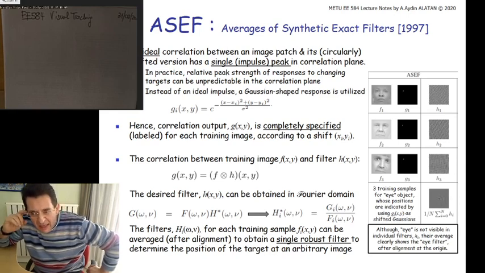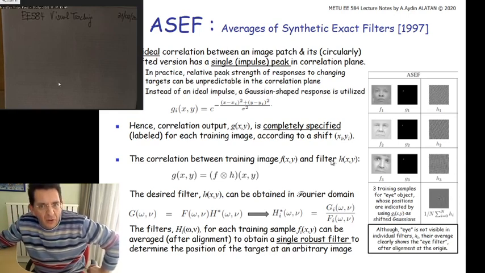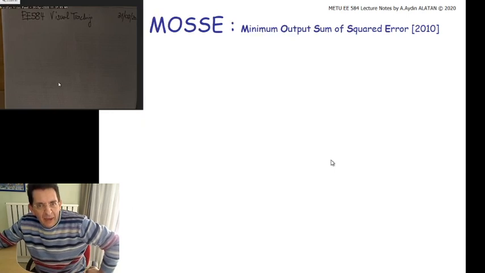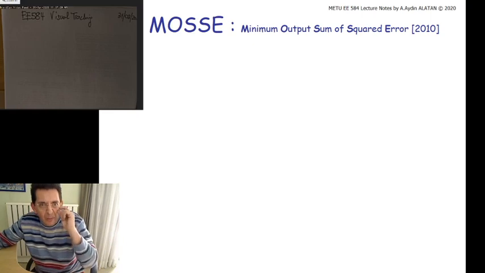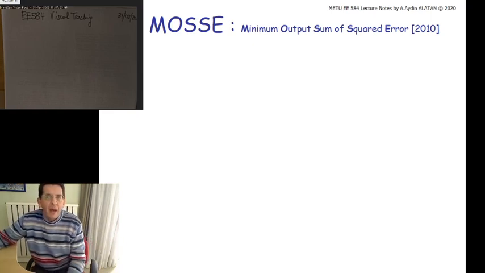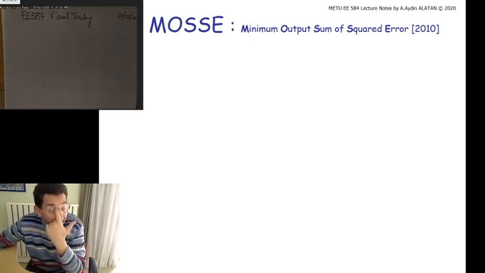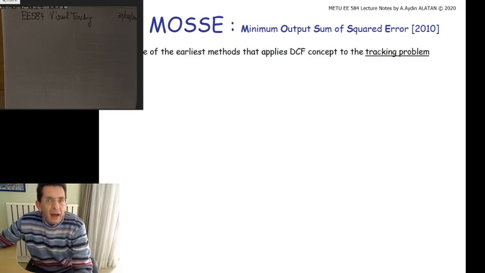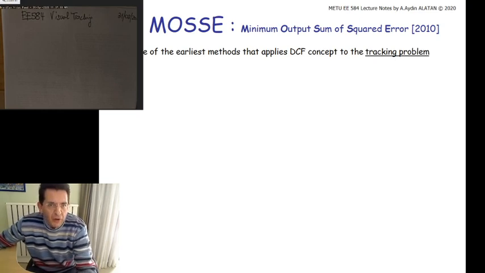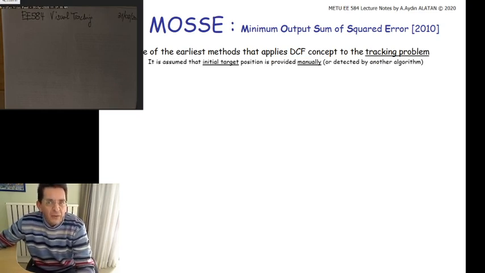Now, that was the very fundamental concept. That's a beautiful idea. Now, that idea is basically applied to the first tracker called MOSSE, minimum output sum of squared error, in 2010. Basically, that's the discriminative correlation filter concept applied to tracking in the first place, okay? And this is the first algorithm which achieves that. Now, obviously, we assume that the initial target position is provided manually, or some other algorithm detects it.